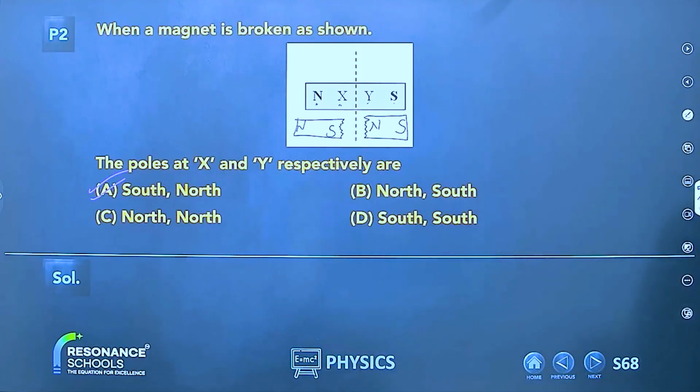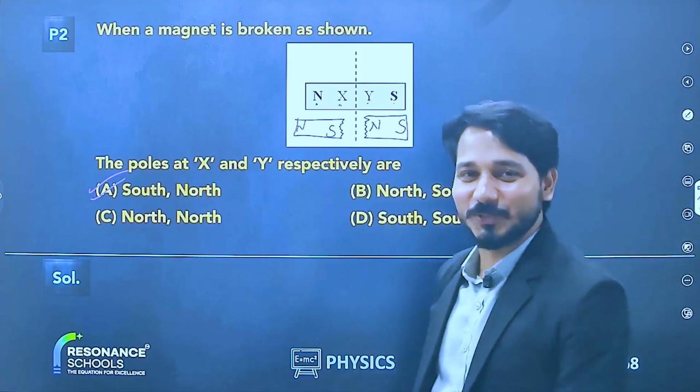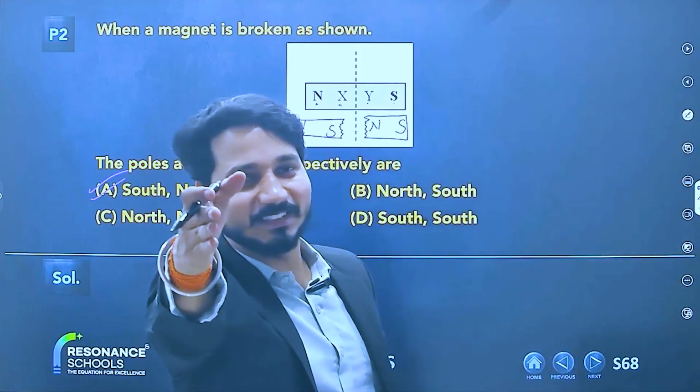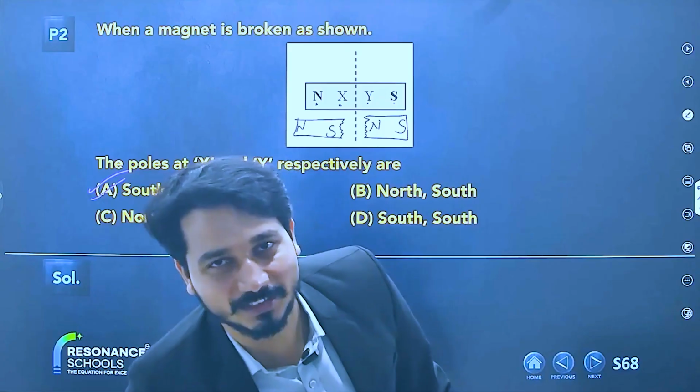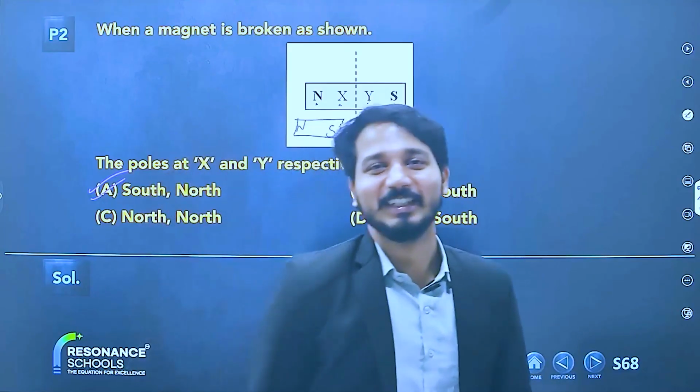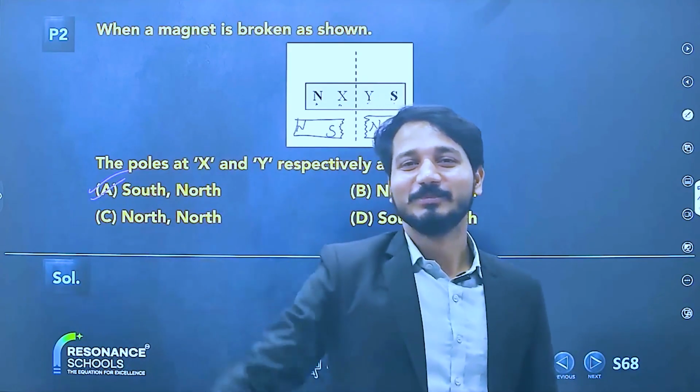South and north. So those who have commented option A, give yourself +6. And for a wrong option, -7.